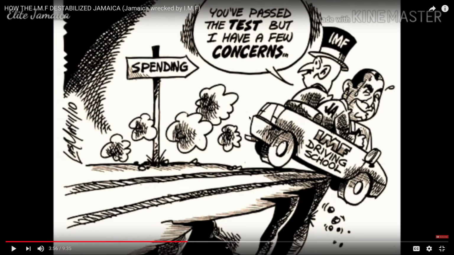So this is a pretty accurate cartoon, which would be basically saying, this is how much you're spending, and this Jamaican is driving this vehicle, in terms of spending, off the cliff, meaning you're spending way too much money, and this rich, rich IMF guy, because he's got the Monopoly hat on, the rich, rich IMF person is saying, okay, we lent you the money, but we still have a few concerns, stop spending so much money. Access to weapons in our guns for ganja trade.